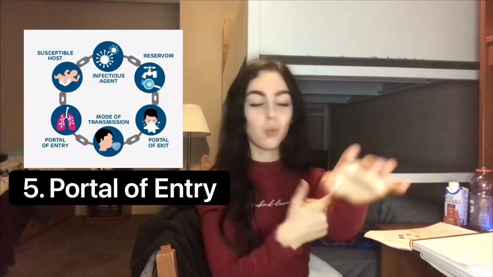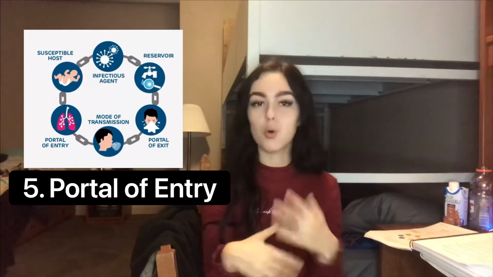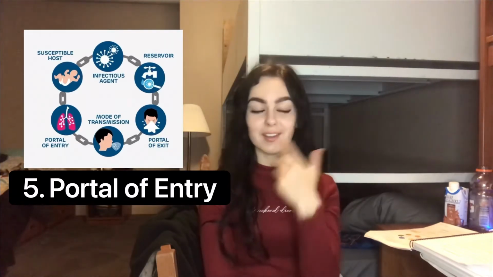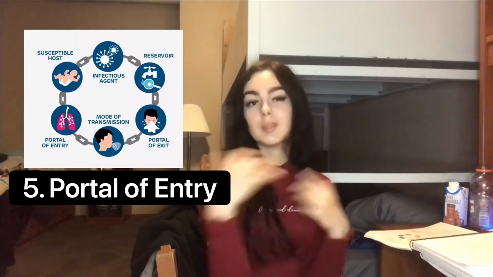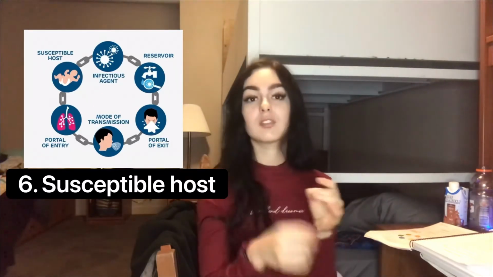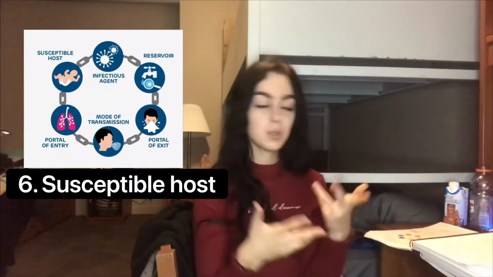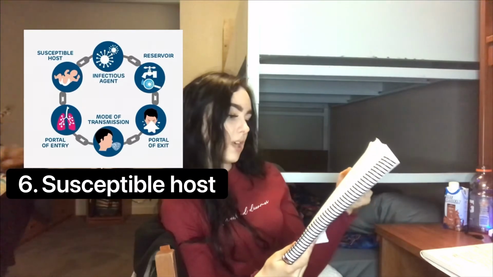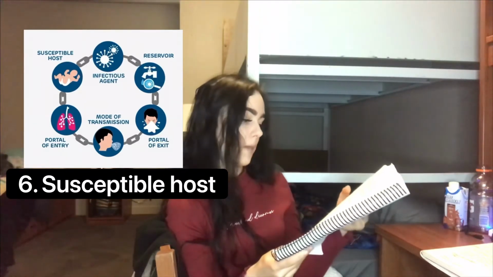Like if you've got a wound, your skin, your mouth is a portal of entry, your nose, basically any holes in your body, your eyeballs, like anything. And then susceptible host. You, me, everybody, we're all good. But some people are more susceptible than others, and these are susceptible hosts. The definition of a susceptible host, according to the book, is a person who becomes ill after pathogens enter the body because they cannot fight off the pathogen.